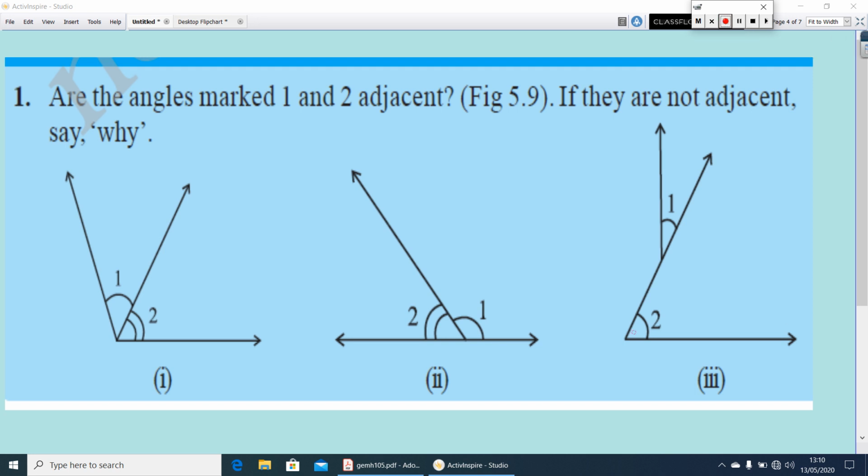Now look at the third question. Here these two are the vertices. So can you say they are adjacent or not? It cannot be adjacent because they don't have a common vertex.